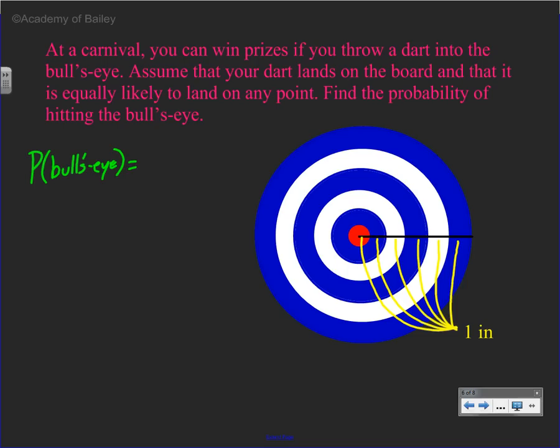Well, on top you would have the area of the red bullseye, and on bottom you would have the area of the board, the whole board, the area of the dartboard. All right, well, we know they're both circles. The bullseye and the whole dartboard are both circles.